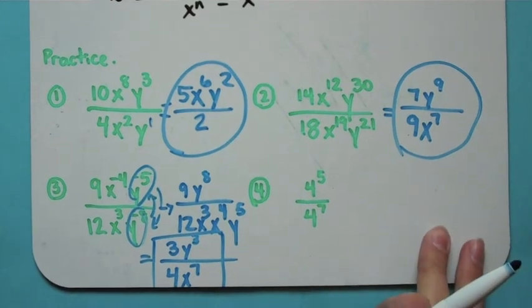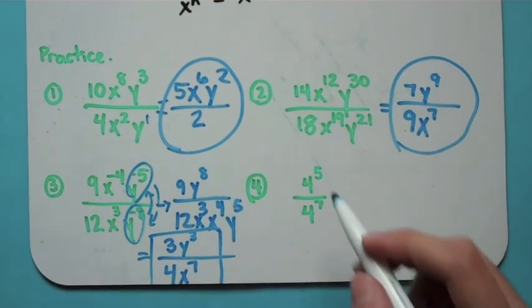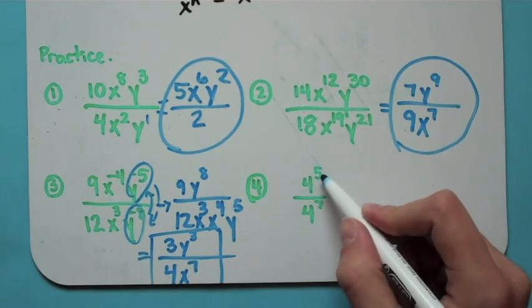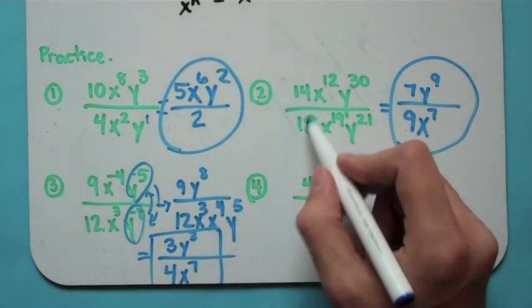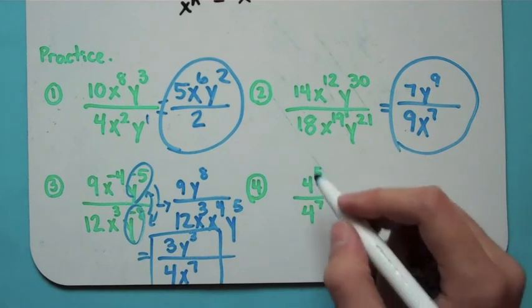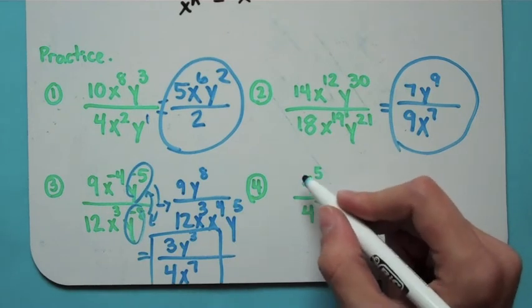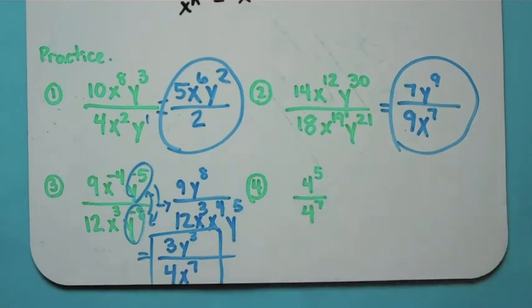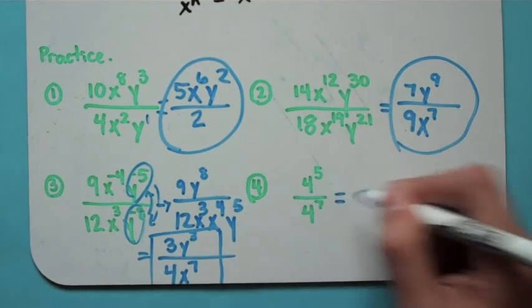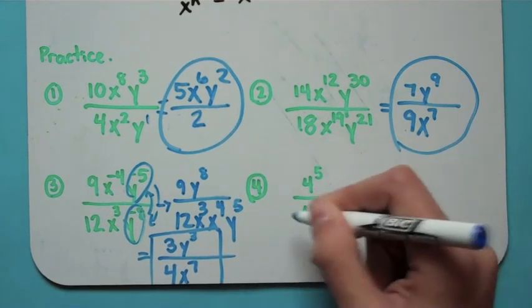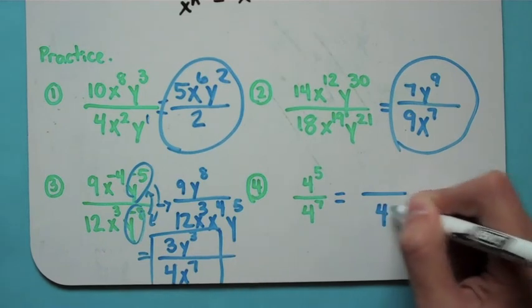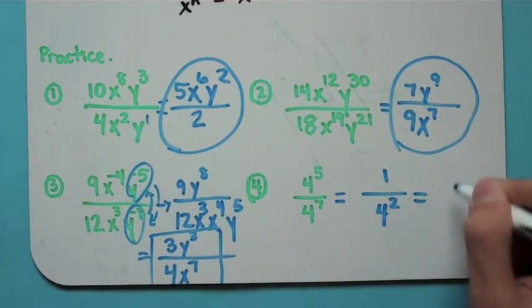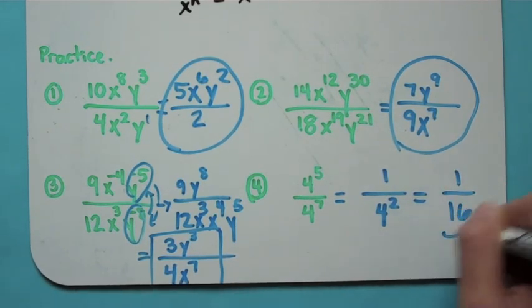Last problem here. I have 4 to the 5th over 4 to the 7th. Remember, when the number has an exponent, it's not like a coefficient anymore. You don't treat it like a 14 or an 18 like here. You treat this like a weird looking variable. Pretend it almost looks like a y. So pretend it was y to the 5th over y to the 7th. There are going to be 2 4's left over, and they're going to be on the bottom. So my answer is this, which I could even go and make 1/16. And that's my final answer.